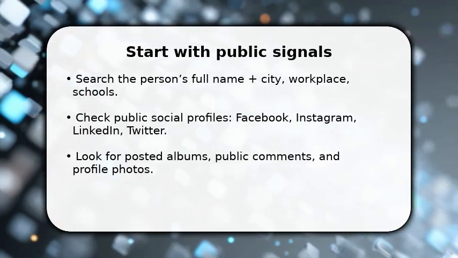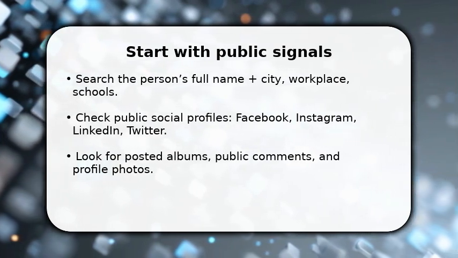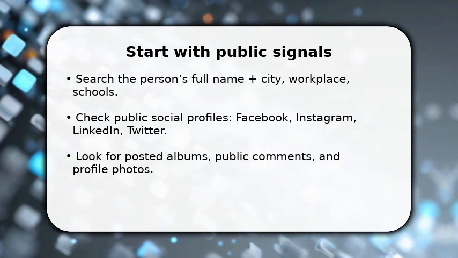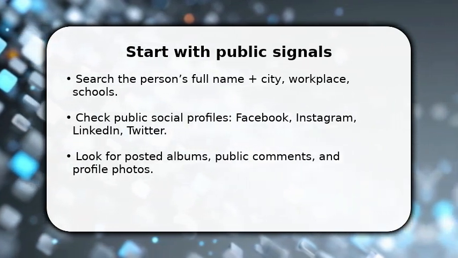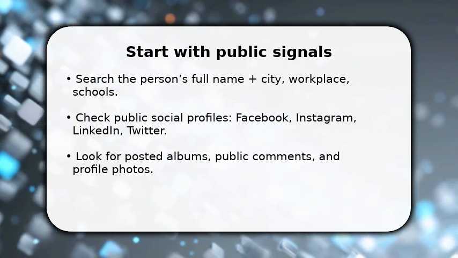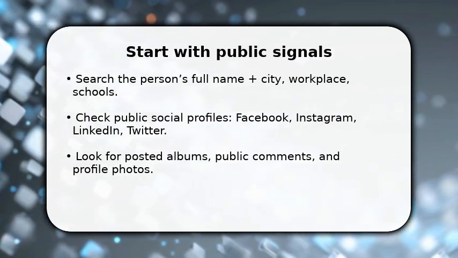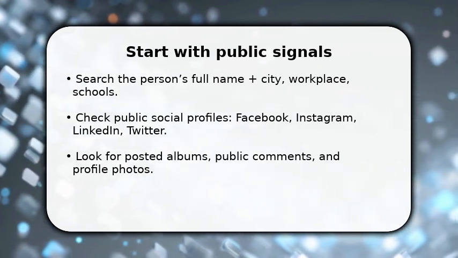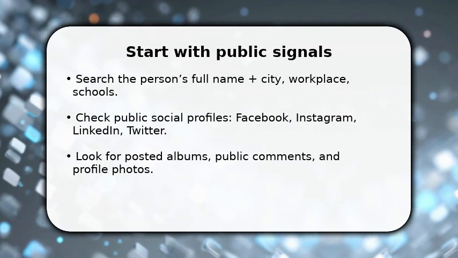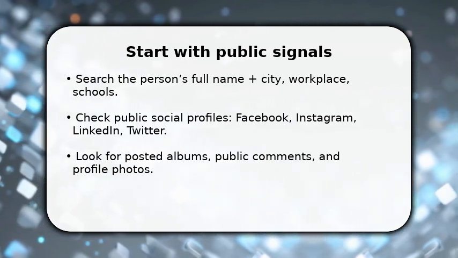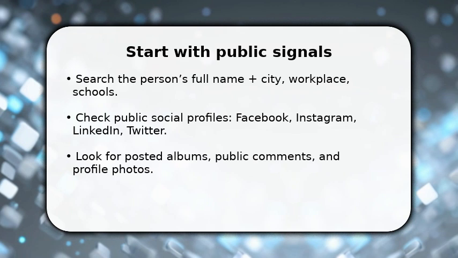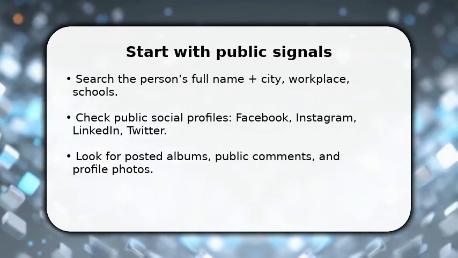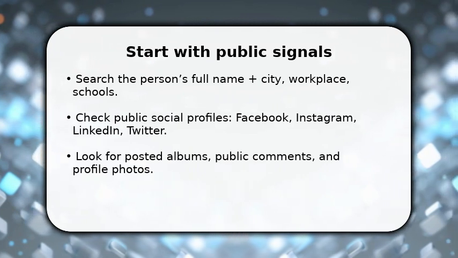You begin by using public signals you already legally have. Enter the person's full name plus a known city or employer to narrow results, because context reduces noise. Next, scan major public platforms: LinkedIn for professional photos, Instagram for recent posts, Facebook for albums, since these are where people often share images. Once done, open profile photos and look for publicly visible albums. Make sure to respect privacy settings and don't attempt to bypass access controls.